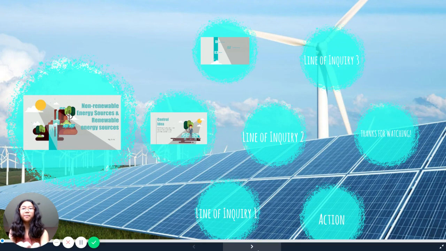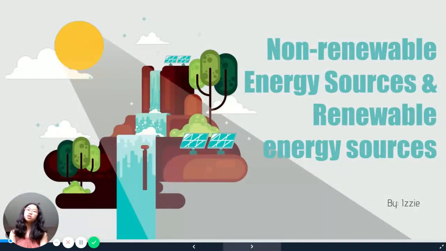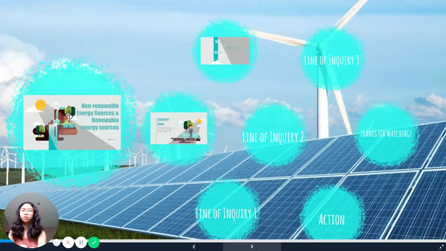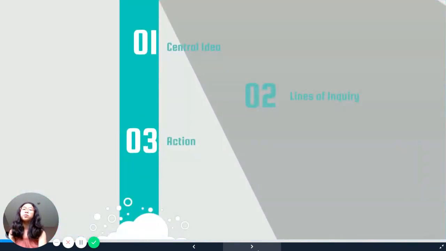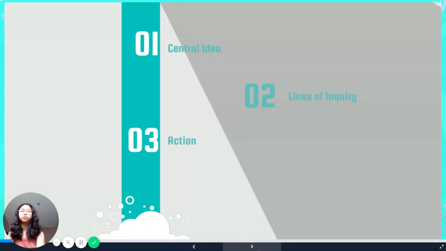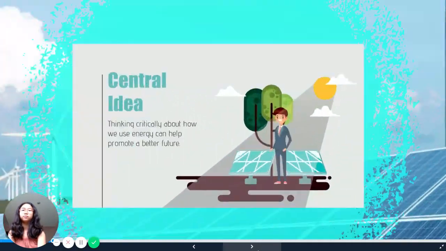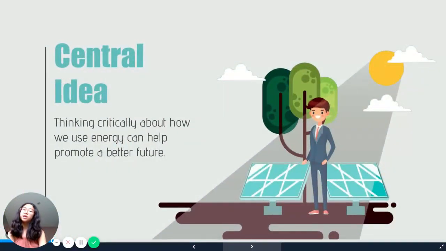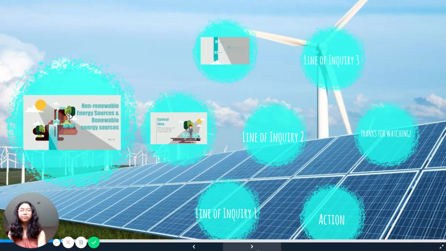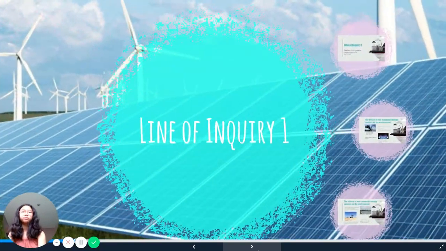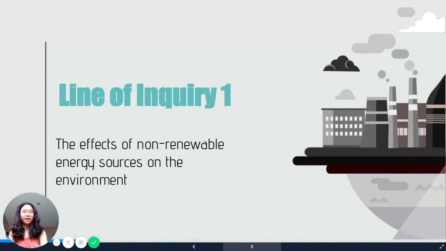So, my topic is non-renewable energy sources and renewable energy sources. I'm going to be talking about my central idea, my lines of inquiry, and my action. My central idea: thinking critically about how we use energy can help promote a better future. Line of inquiry 1: the effects of non-renewable energy sources on the environment.